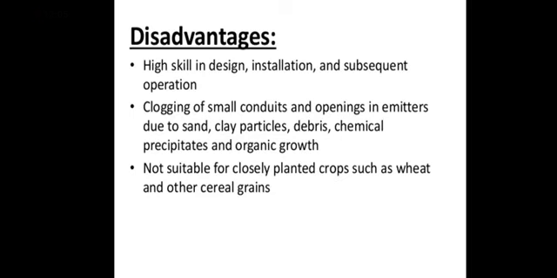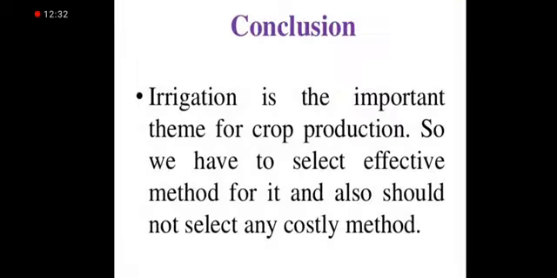Not suitable for closely planted crops such as wheat and other cereal grains. When the plants are grown with a certain distance, there we can use this type of method because we are providing the nozzles at certain distances, not very close to each other. That's why in dense cropping we cannot use this method. This method is used when the cropping is at a certain distance. This is the drip irrigation method.